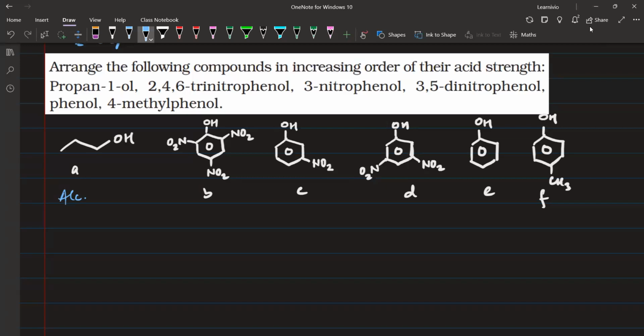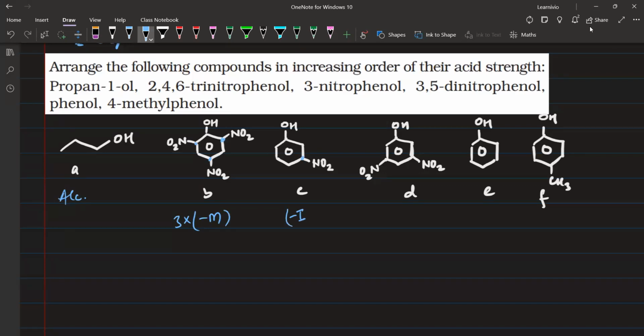If I look at the nitro groups here, this is ortho position, this is para position, this is ortho position. So all of these nitro groups will show -M, and I will multiply this by 3 because there are 3 minus M groups. The NO2 in the C case is in the meta position, so it is not going to show any -M effect, rather it is only going to show -I effect.